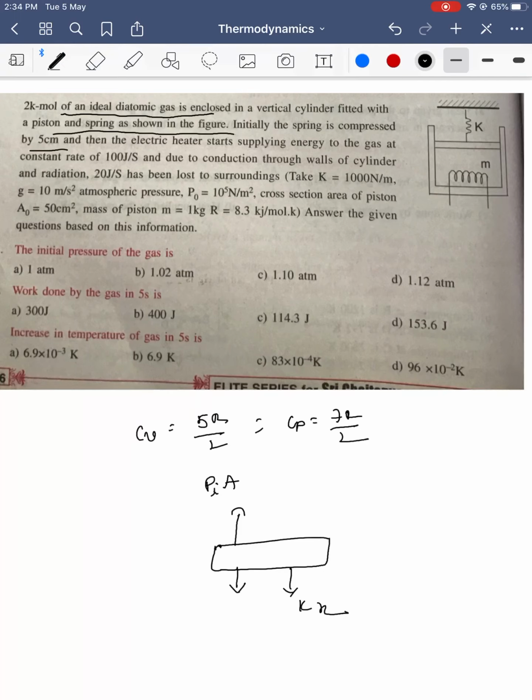The downward force because of atmospheric pressure is P naught into A. So Pi is equal to, because it's a thermodynamic equilibrium everywhere, Pi is equal to P naught plus Kx by A. Wait, he mentioned I think mass also.